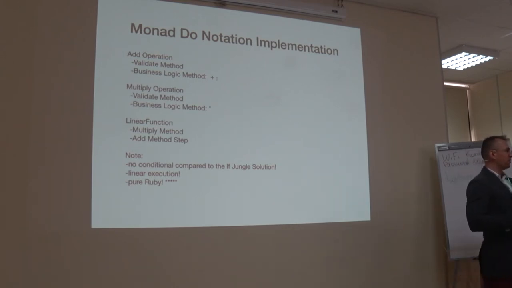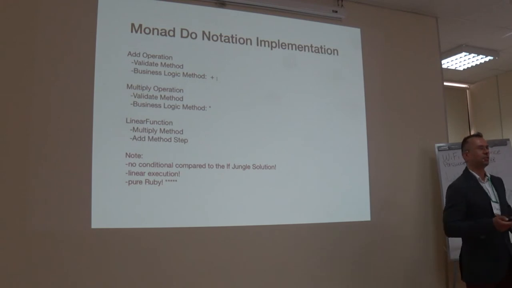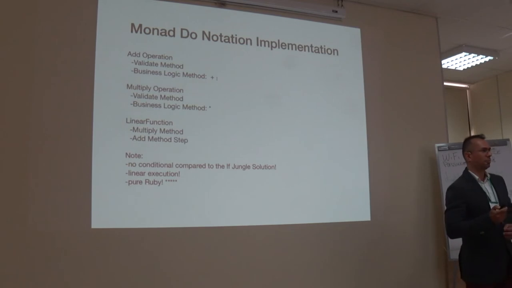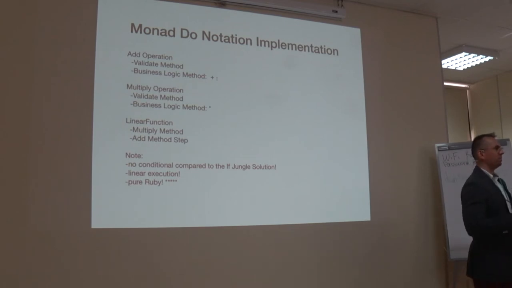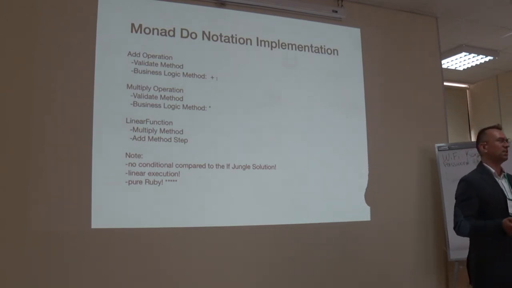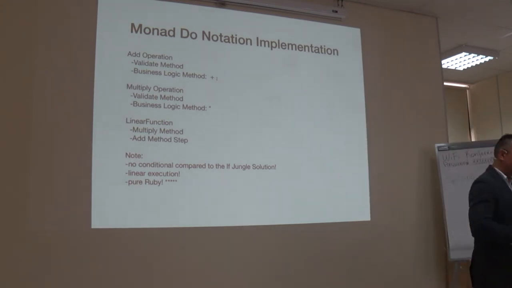In the linear function, we have a multiply method and an add method. And there is no conditional compared to the jungle solution, so the code seems linear. What's important compared to the dry transaction is that we have just pure Ruby calls wrapped by yield, and that yield yields the result back to the monad do notation, which checks if the result is success or failure, and that's how the execution is going to remain on the success lane or deviate to the failure lane.